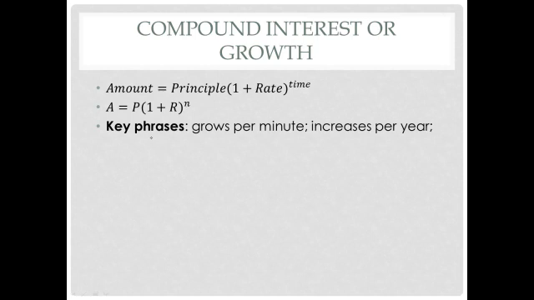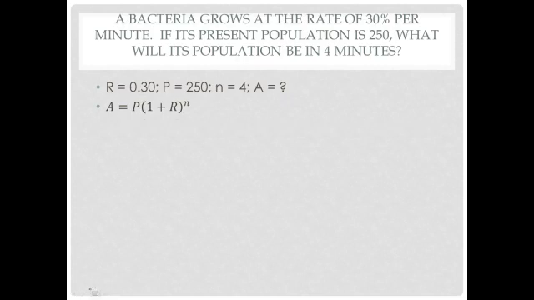Some key phrases to help us know that it could be compound interest or growth. Grows per minute. That per minute would give me a clue that that's compound interest or compound growth, or increases so much amount per year. That would give me a clue that that's compound interest or compound growth. So let's look at a few of these problems.